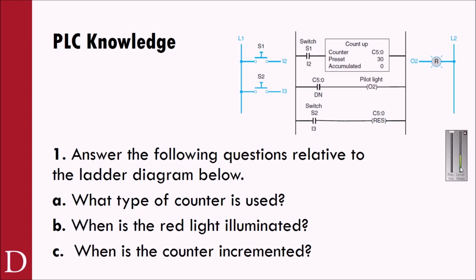So first thing is, what counter is being used. At this point in the curriculum, we've been through one complete platform. We're now starting our second platform. We're getting into troubleshooting and some other things. What are we looking at? Well, it's pretty obvious that what I see here is a CTU, or a count up counter, or an up counter. The next question would be, when is the red light illuminated?